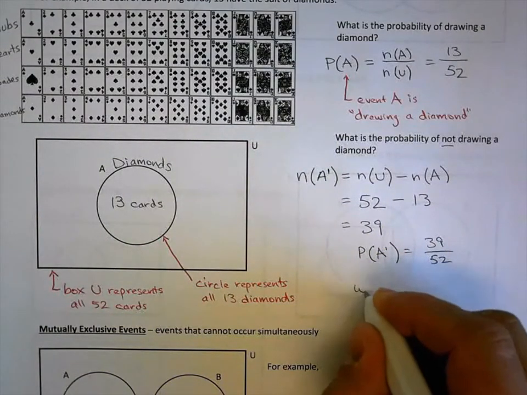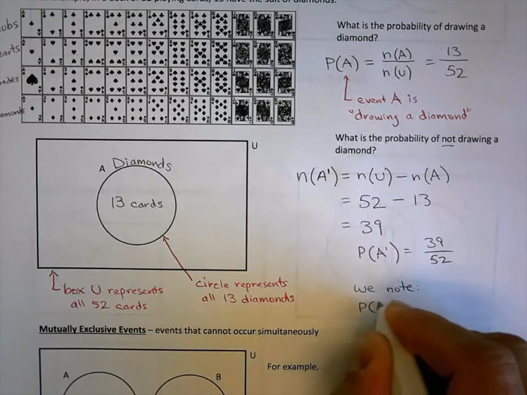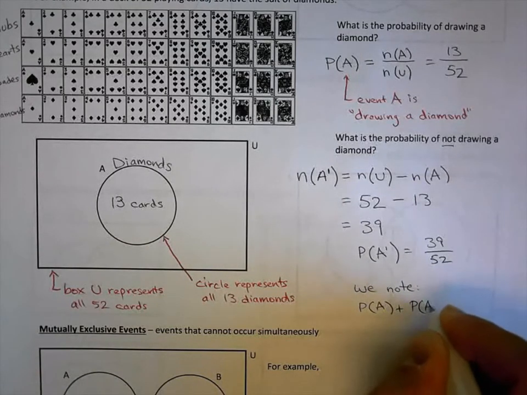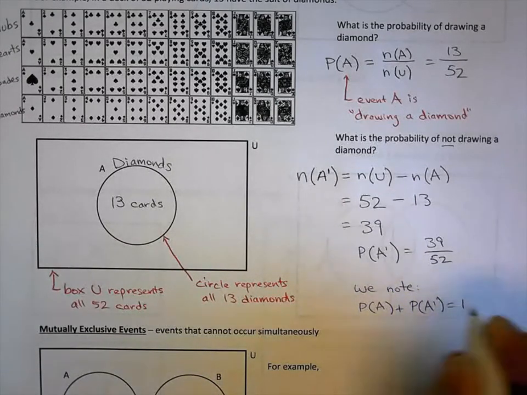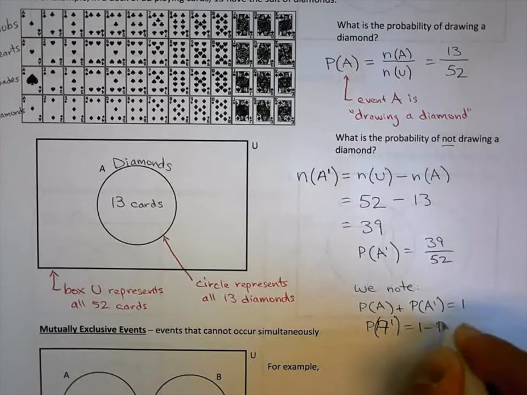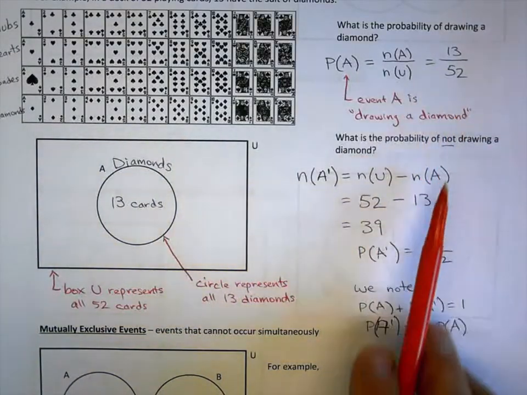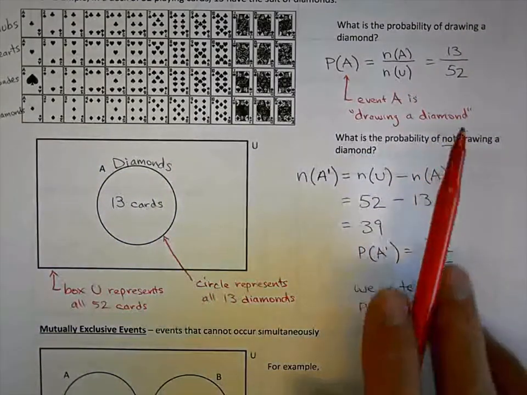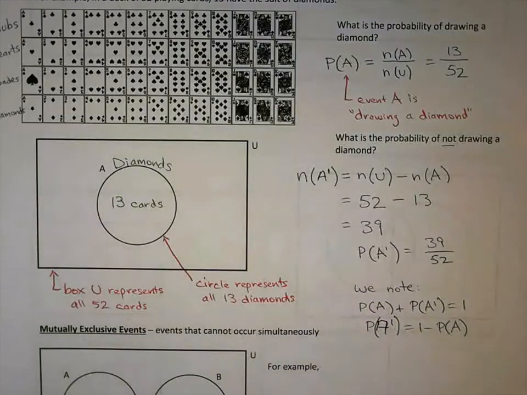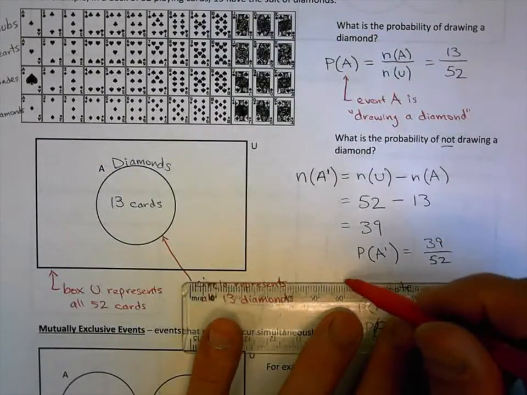There's a neat thing here that we should note, and this will come up later on: the probability of A plus the probability of A complement is equal to 1. That is, the probability of A complement is equal to 1 minus the probability of A, right? And it makes sense. The probability here plus the probability of here, together they equal 1. That's all the probabilities. So I'm just going to make a note.